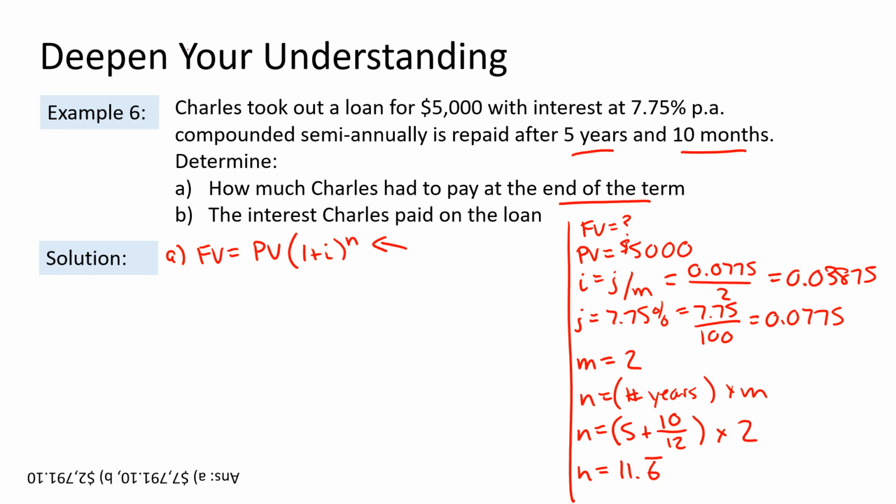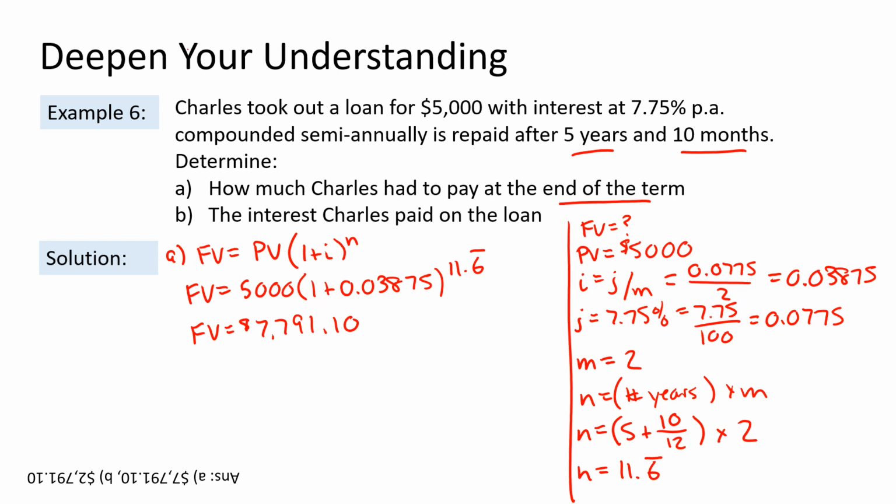With all this data, we have everything we need, so now we can simply substitute in our values here. Our future value is equal to our present value, $5,000, times 1 plus our periodic rate of interest, 0.03875. And that's raised to the exponent 11.6, again as a repeating decimal. If you multiply this out, you get $7,791.10. So you can see in almost 6 years, Charles needed this $5,000 today, but when he goes to pay the loan back, he will have paid a total of almost $7,800.